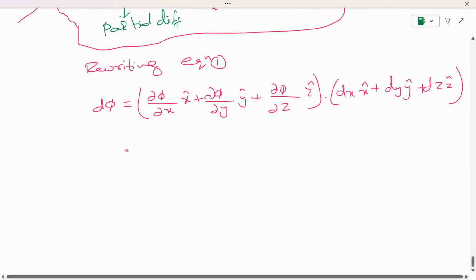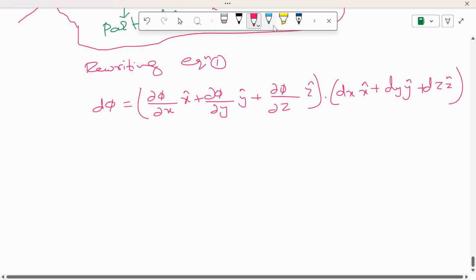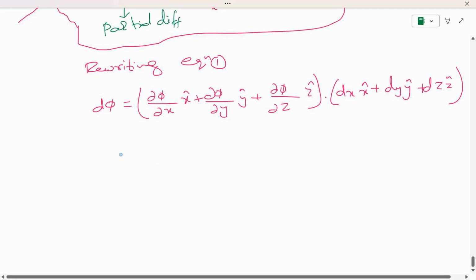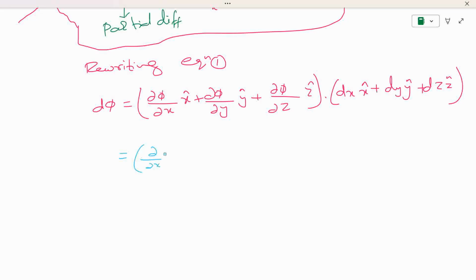Now rewriting the same, I'm taking the phi common. Just keep it like this.